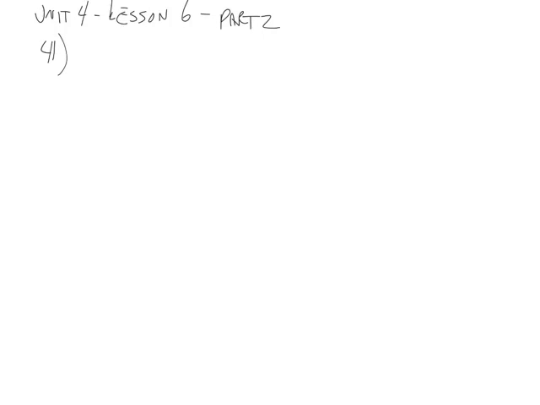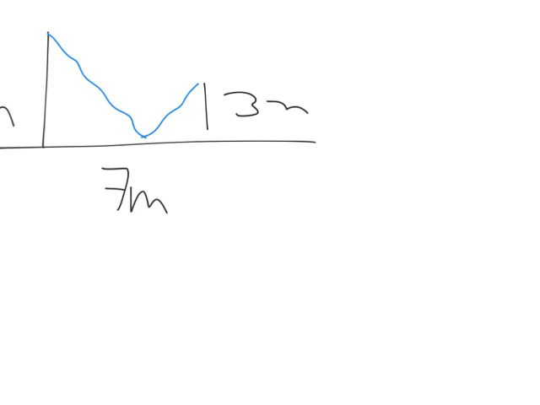Hello, I've had a question in Unit 4, Lesson 6, and this is the second part of the homework, number 41. We have two vertical posts that are 7 meters apart. One post is 4 meters tall, the other post is 3 meters tall. What we want to do is connect the two with a wire that looks like that.